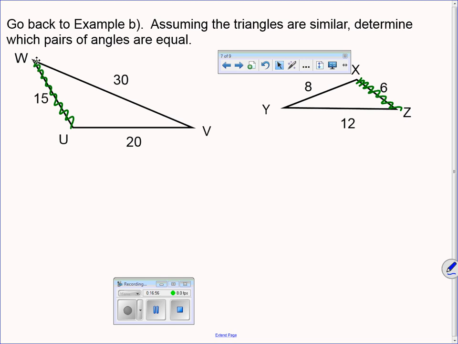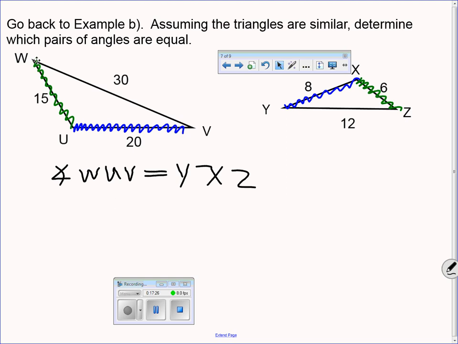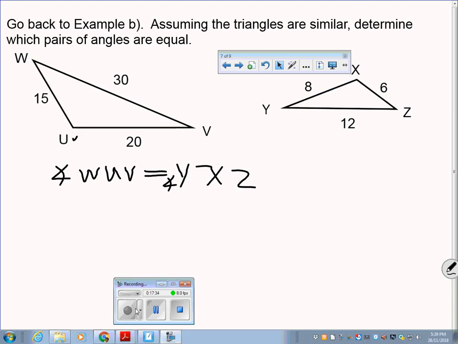I'm going to label it. I'm going to use a little red color for the second biggest side, or blue for the second biggest side. And I'm going to do the same for this one. So that means, in this case, basically, angle WUV is equal to angle YXZ for this one. And you follow that same pattern over and over for the rest of them. I'm just going to pause it and show you the solution.